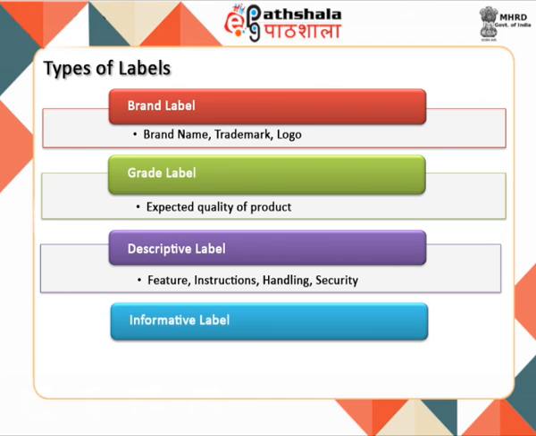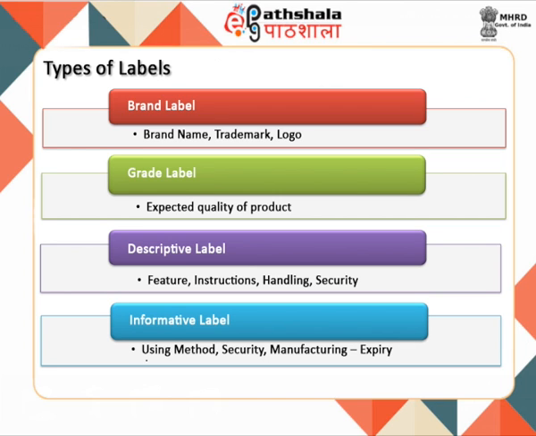Informative label. It provides information about the product. Using method and security of the product, name of the producer, manufactured date, expiry date, name of the intermediary, additional instructions regarding the use of the product, etc. are mentioned in informative label.